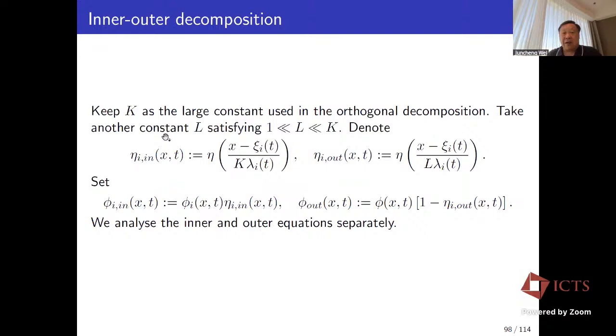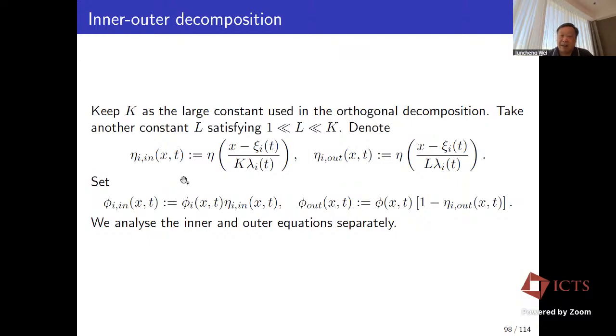So this is our cutoff. We take this cutoff, so we take the inner solution as η_i cut in k, and the outer solution as (1 − η) u cut in L. So the inner and outer will have an overlapping regime in between L and K. So this is how we define the inner problem and the outer problem.